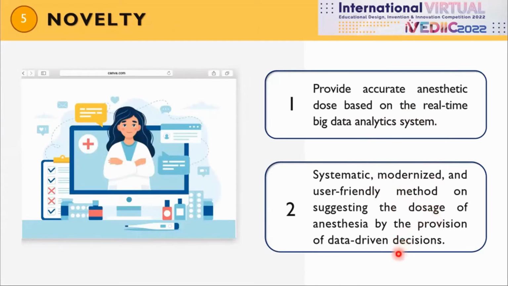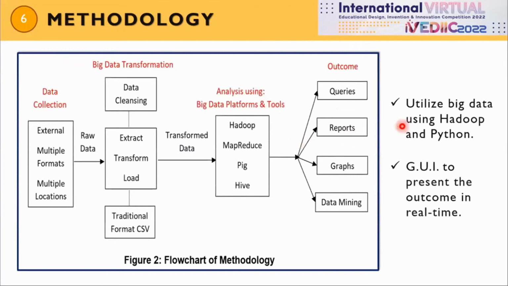In this project, we will utilize big data by using Hadoop and Python to help in analyzing the data and deciding the dosage for each patient. A GUI, a graphical user interface, will be designed to present the outcome of the data and recommend anesthesia dosage in real time.